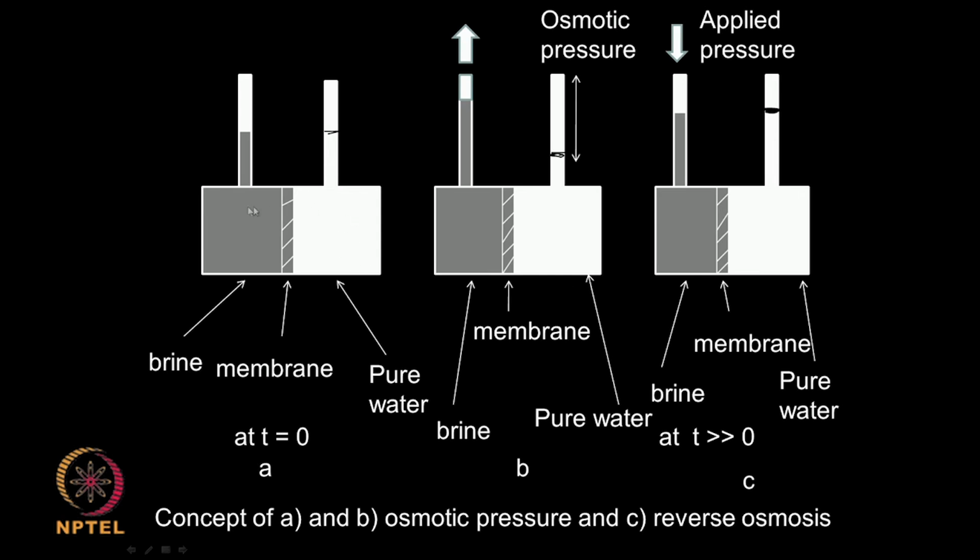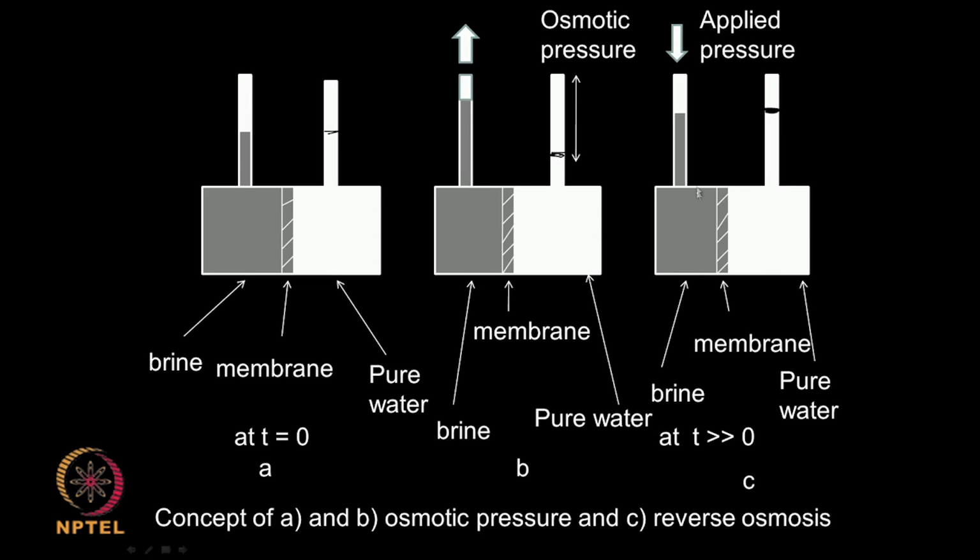So, the chemical potential has to be balanced. Pure water will flow into this until it balances, and that is called the osmotic pressure. If you want to balance these, you apply some pressure so that they get balanced, and that applied pressure is called the reverse osmotic pressure. And that is what happens in the reverse osmosis process.